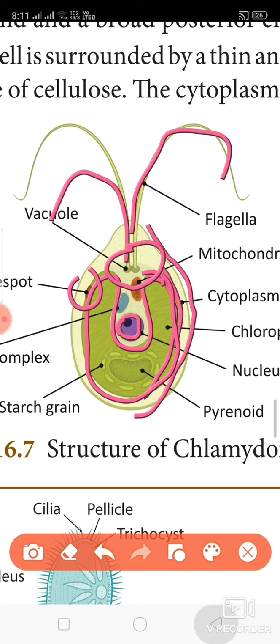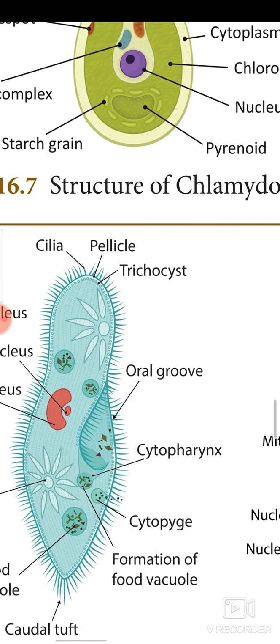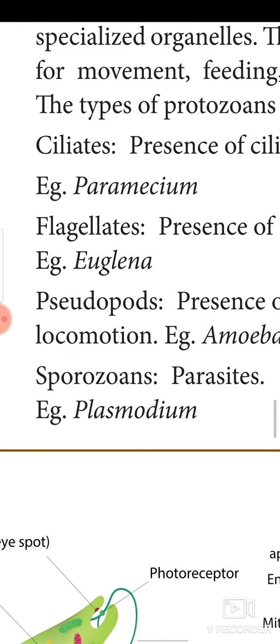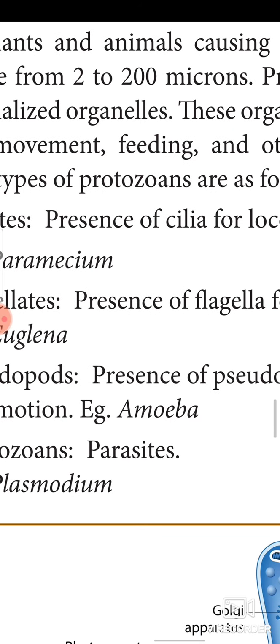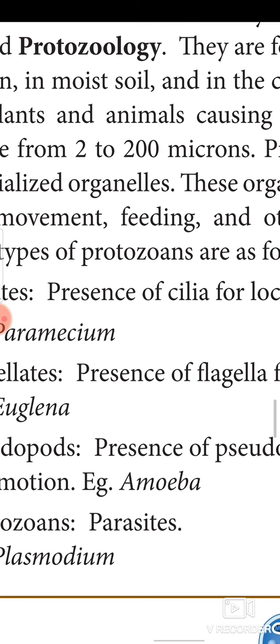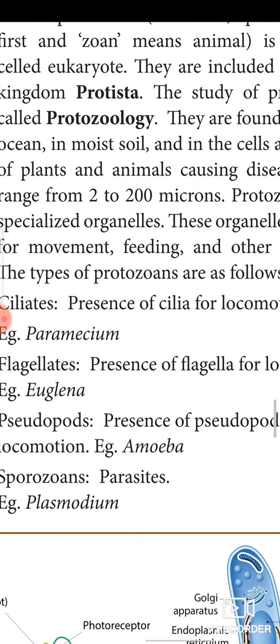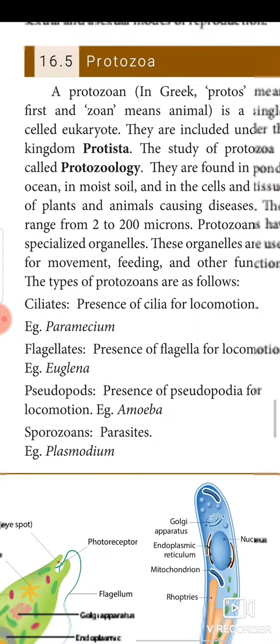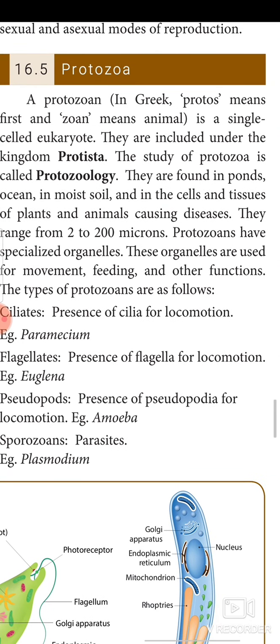Next we need to see about protozoa. What do you mean by protozoa? A protozoan, in Greek, protos means first and zoon means animals. So, it is a single-celled eukaryotic primitive cell. They are included under the kingdom Protista. You are going to see about the kingdoms in 9th standard. The study of protozoa is called protozoology.